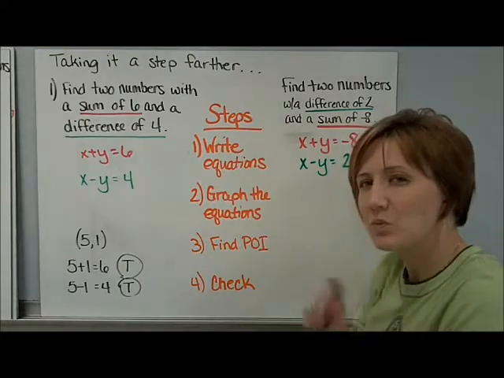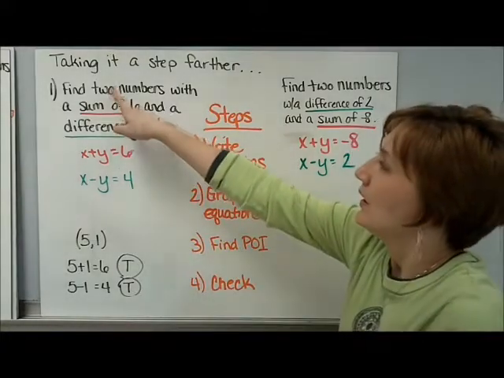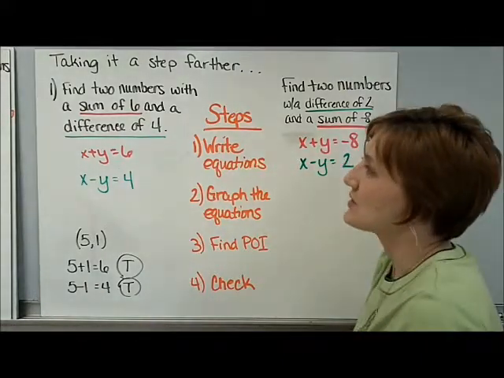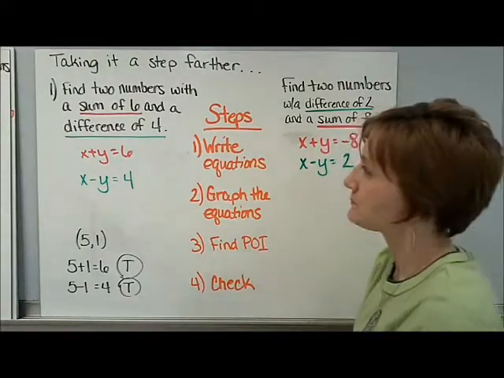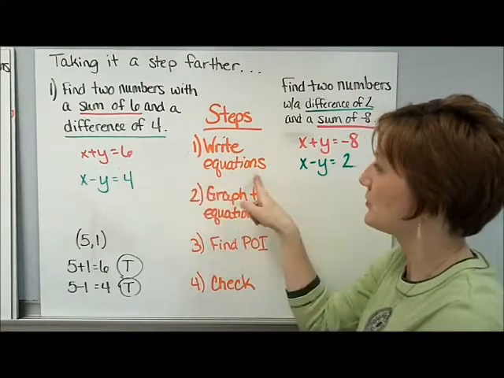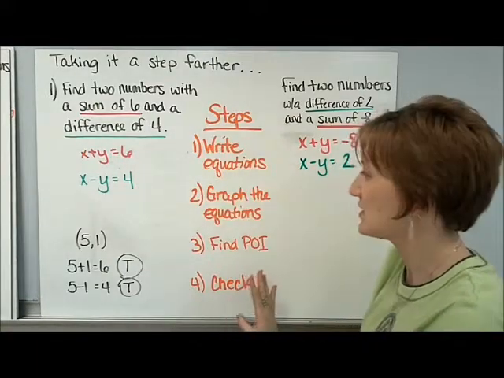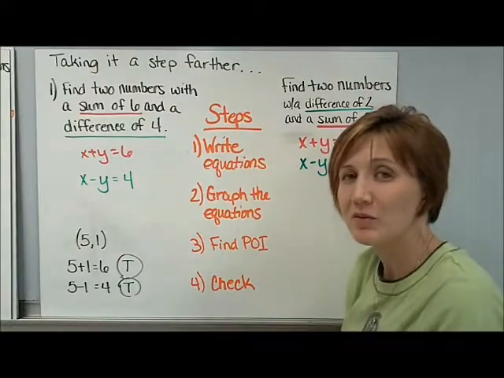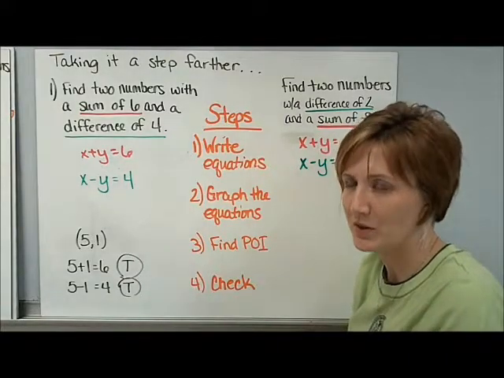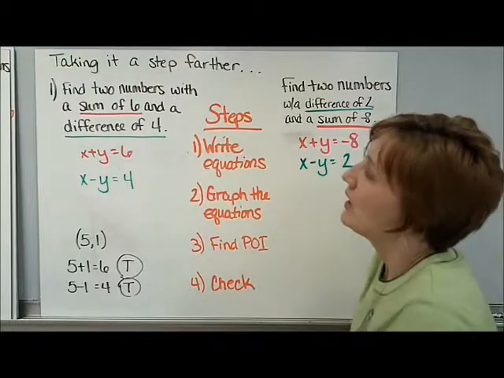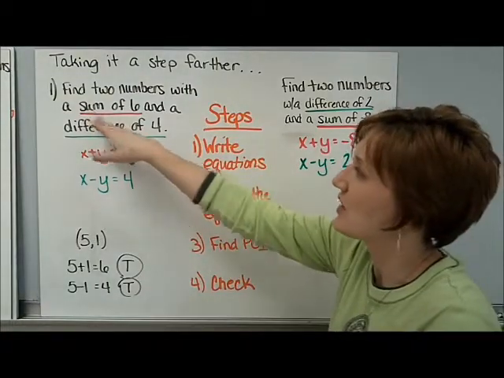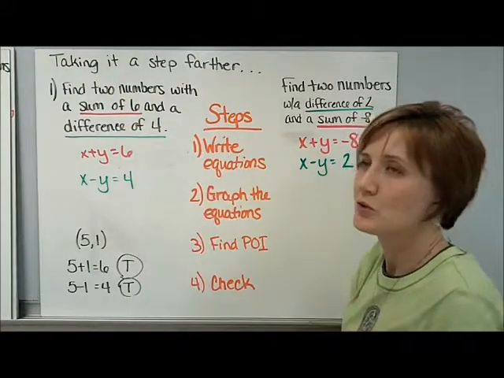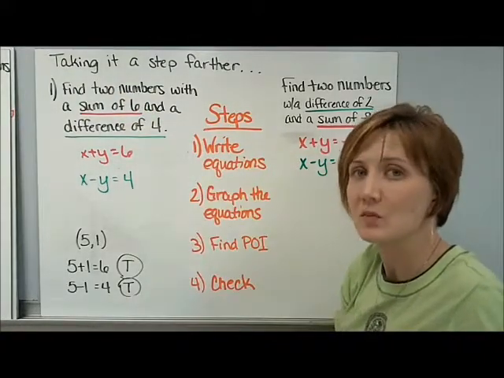So let's try taking it just one step farther. Maybe the problem says to you, find two numbers with a sum of 6 and a difference of 4. The first step you need to do, and there's a little bit different steps, but it's still the same, we just added a step in the beginning. The first thing I need to do is they're not giving me the equations. I need to figure out what those equations are from the word problem up here. The problem says with a sum of 6. Well, I know I'm working with two variables. It says two numbers. So why can't those two variables be x and y?